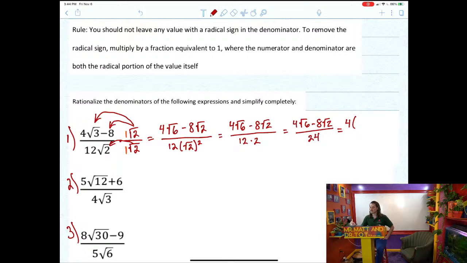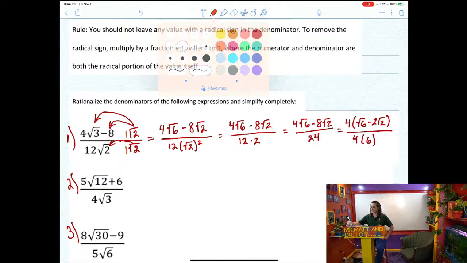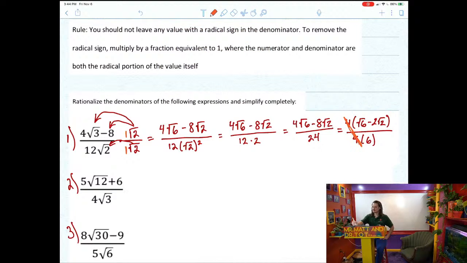4 root 6 divided by 4 is just root 6. Negative 8 root 2 divided by 4 is negative 2 root 2. 24 divided by 4 is 6. So now you can see that the 4's will cancel directly, and my final answer here is going to be root 6 minus 2 root 2, quantity divided by 6.